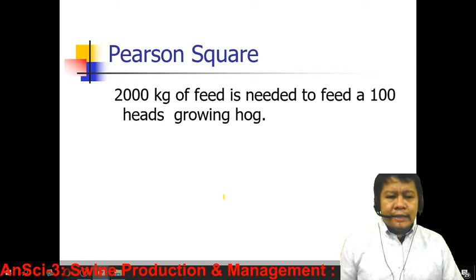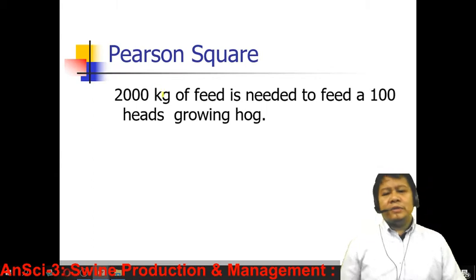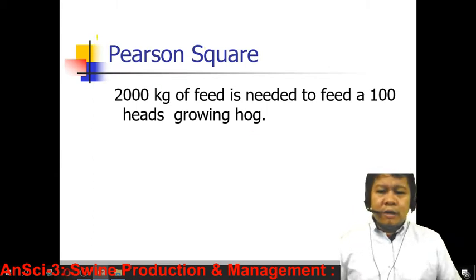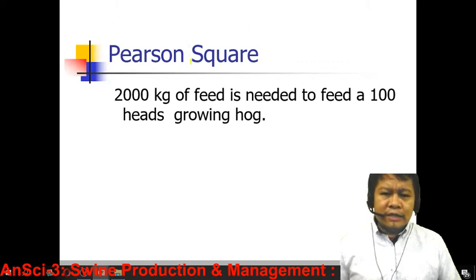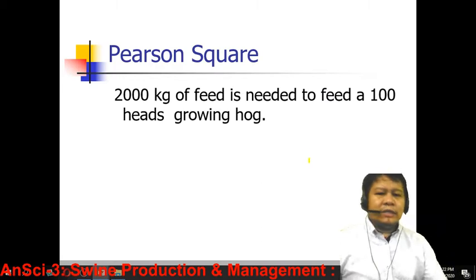So, there are some examples here on how to use the Pearson square. Now, the Pearson square, from the word itself, tells us that there must be a square in doing a Pearson square balancing of ration. Okay, so take note of the square.